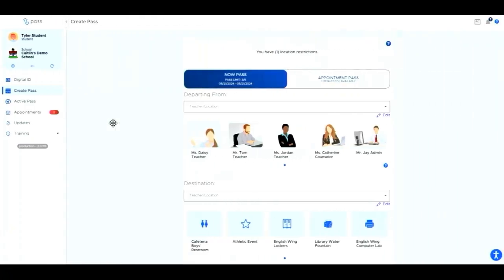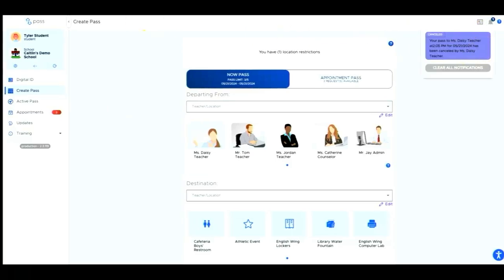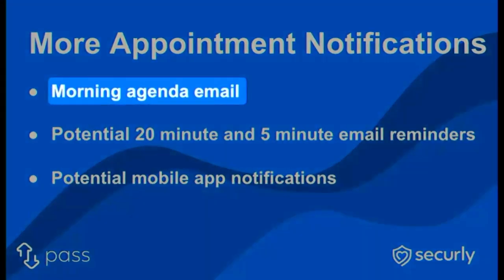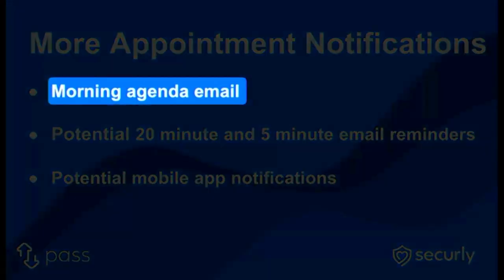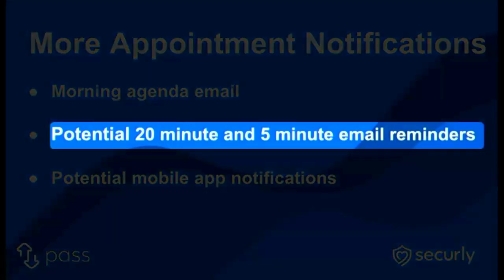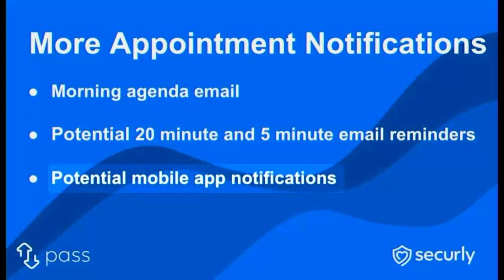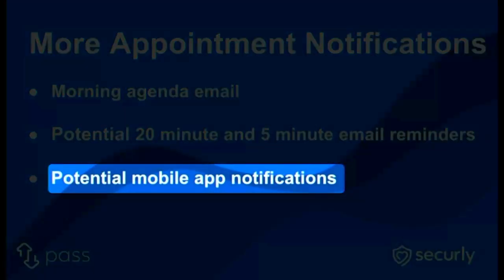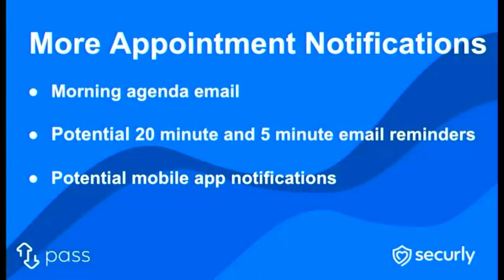Notifications for appointments show in a few locations. This number notifies how many appointment passes are scheduled for today. The bell at the top menu bar will alert students to changes and cancellations for appointment passes. If appointments are scheduled the day prior, there is a morning agenda email with a list of the day's appointments. Also, depending on the school settings, students might receive a 20-minute or 5-minute email reminder for appointments. Finally, if using the mobile app, there is also the option to receive notifications this way.